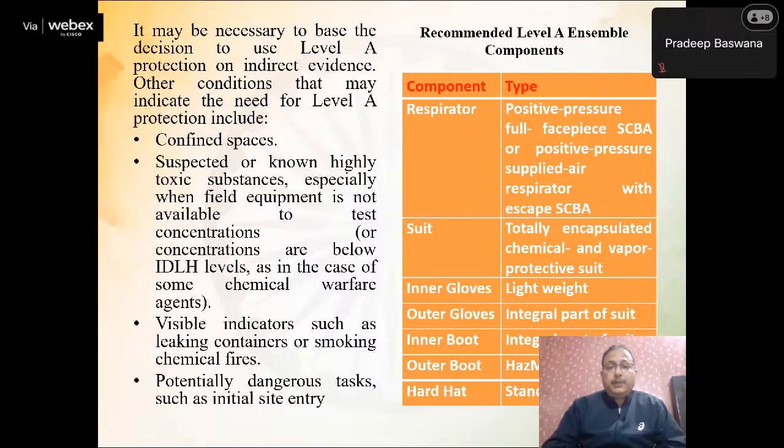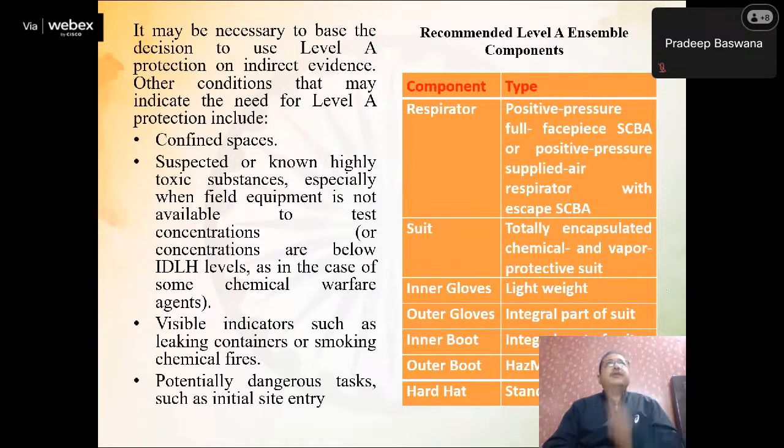This is a very important part which we have to focus upon wherever we are suggesting or using level A PPE. Recommended level A ensemble components are: first, respirator, which should be a positive pressure full facepiece SCBA or positive pressure supplied air respirator with escape SCBA. Next component is suit, a totally encapsulated chemical and vapor protective suit. Inner gloves should be lightweight. Outer gloves are an integral part of the suit. Inner boot again is an integral part of the suit. Outer boot, hazmat boot, hazardous material boot, and hard hat as standard. So this is the ensemble.